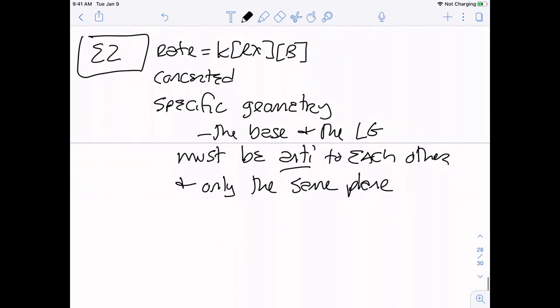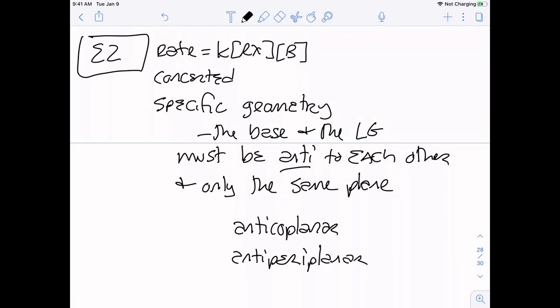So two different terms for this. Our book uses anti-coplanar. So anti and then coplanar, they're on the same plane. And then sometimes it's actually called anti-periplanar. That's how I learned it. So I say it that way a lot. Which means around the same plane. They both are anti, they're both on the same plane, just two different words. So we would say an SN2 mechanism is backside attack. Here, our E2 is anti-coplanar or anti-periplanar. Again, two words for the same thing. The important part is that the base and the leaving group are anti to each other and then on the same plane.